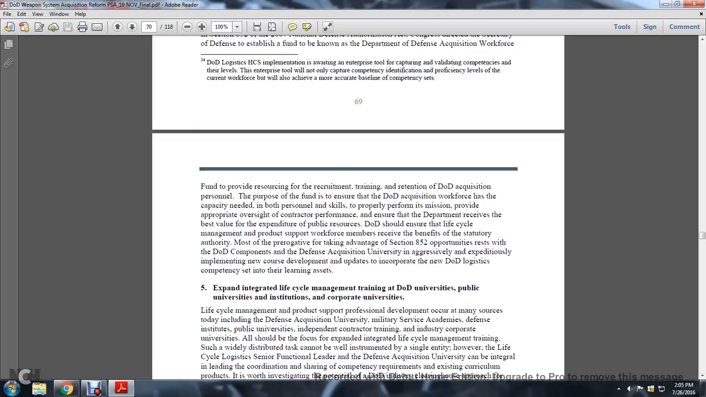The purpose of the funding is to ensure that the Department of Defense acquisition workforce has the capacity, in both personnel and skills, to properly perform the mission, provided with the appropriate oversight of contractor performance to ensure the department receives the best value for the expenditure of public resources. The Department of Defense should ensure the life cycle management and product support workforce receives the benefits of statutory authority by taking advantage of Section 852.